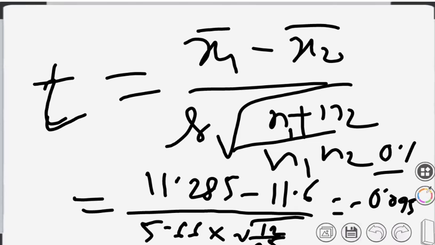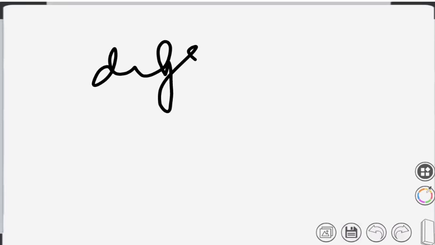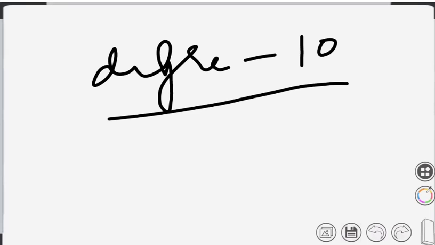And what will be the degree of freedom? Degree of freedom will be 7 plus 5, 12, minus 2, that is 10 degrees of freedom. So from the table, can you find out the value? It's a two-tailed test, so we have to check 0.025 with 10 degrees of freedom. The value is 2.228. It is minus 2.228, and the value falls in the acceptance region.